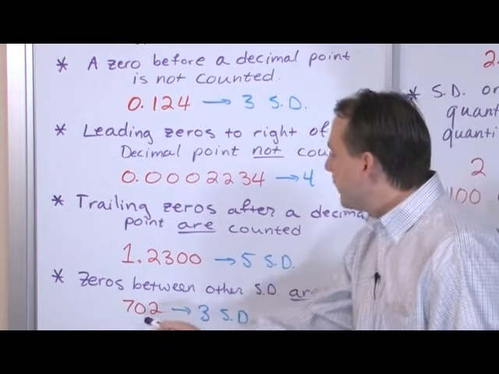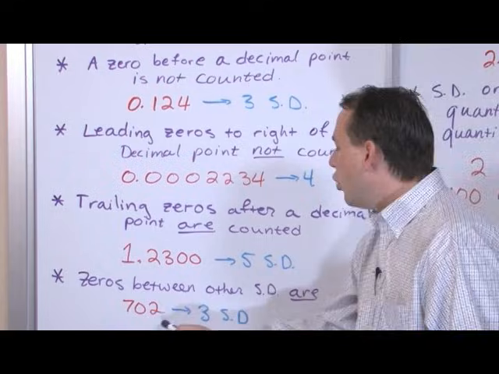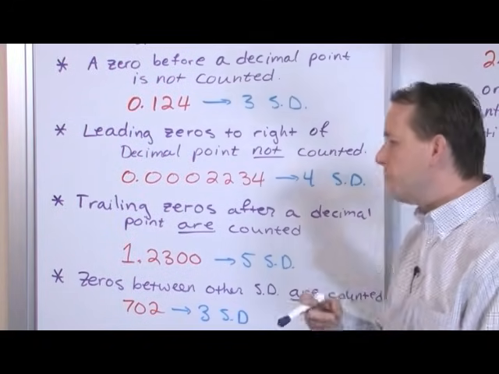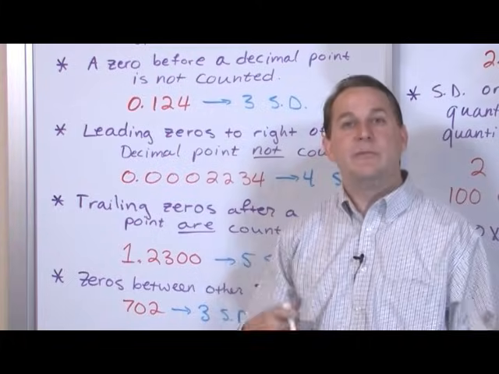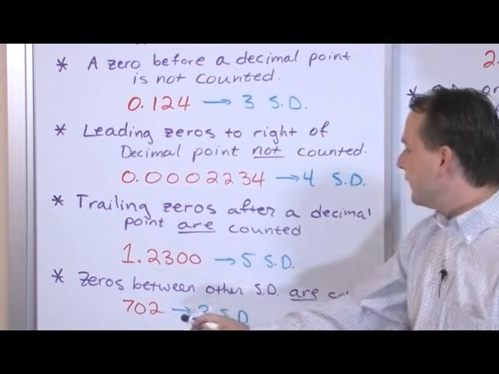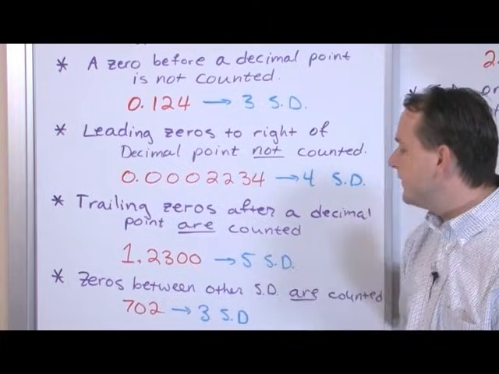Now, when I have a 0 sandwiched between 2 other numbers, it always counts. It's something you should just remember. It always counts because it's part of the magnitude of the number, which means I'm able to measure it to at least that accuracy. So this guy is definitely going to count when you have a 0 sandwiched between numbers like this.